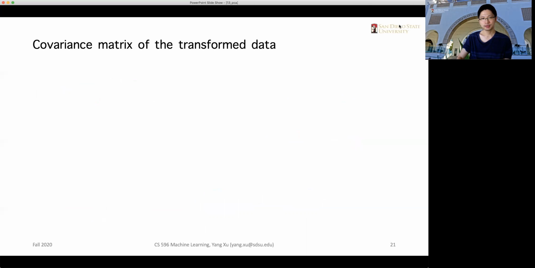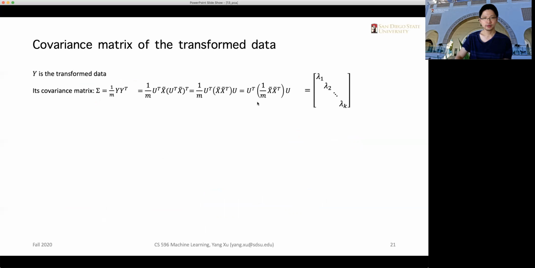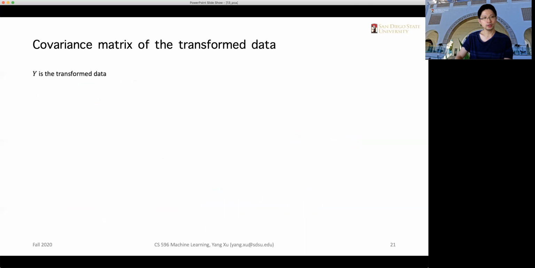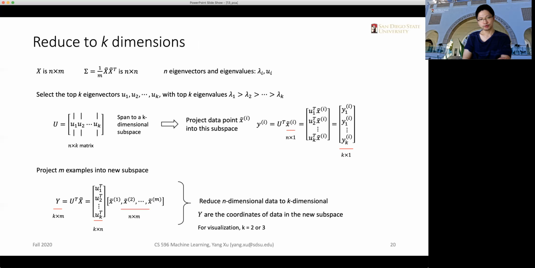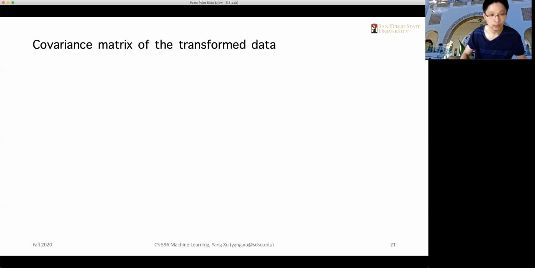So now let's look at some more technical details. The covariance matrix of the transformed data, let's look at it. It's quite interesting. So y is the transformed data. Remember how we get y, right? We get y by u transpose times x tilde. And we can compute the covariance matrix of the transformed data. Now this is in a lower dimensional space, in a k-dimensional space.